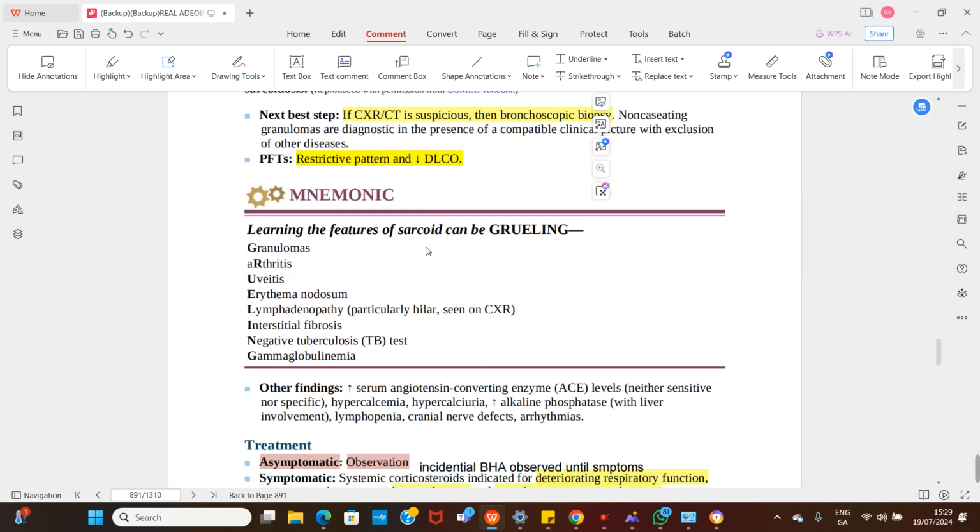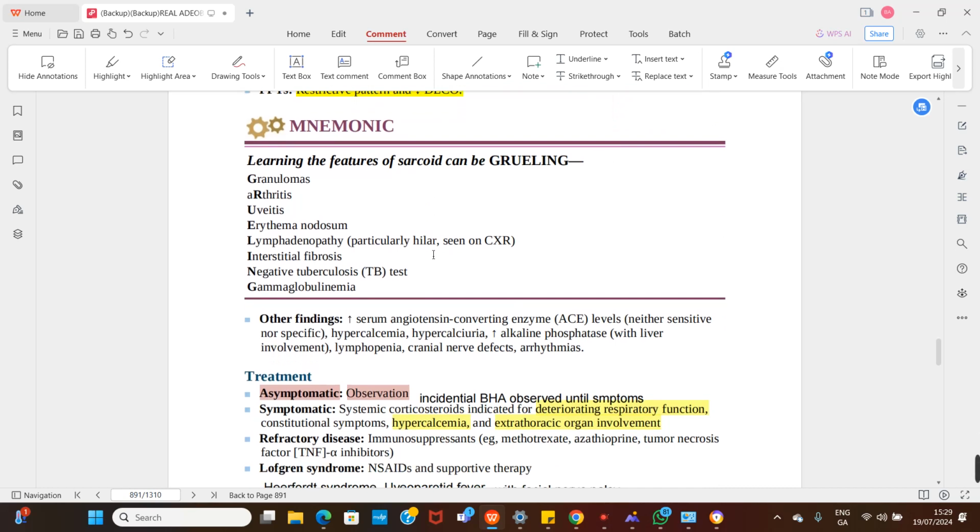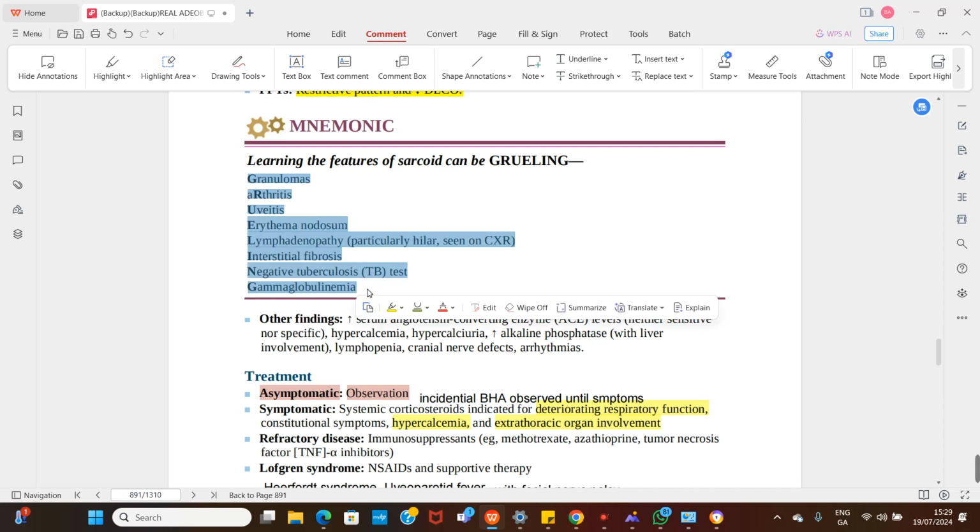Very, very high yield stuff. Don't play with it. Once you know it, it is with you. You cannot panic in the exam. So, the features of sarcoidosis are summarized here.